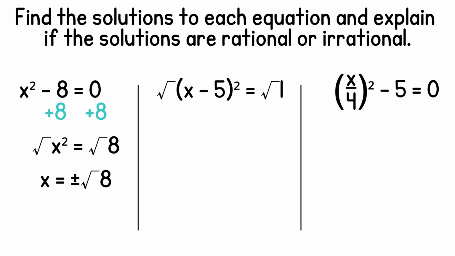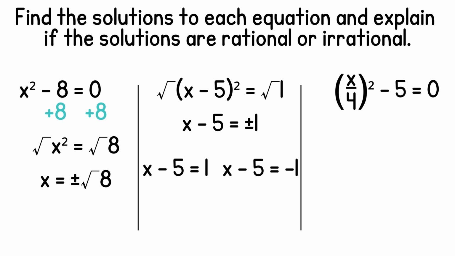In our next equation, we'll start by taking the square root of each side. This gives us x minus 5 is equal to positive and negative 1. Now we can set up our two equations where x minus 5 is equal to the positive 1 and x minus 5 is equal to negative 1. We'll solve by adding 5 to both sides. This gives us x is equal to 6. We'll add 5 again to both sides, and this gives us x equals 4. Since 6 and 4 are integers, these are both rational solutions.